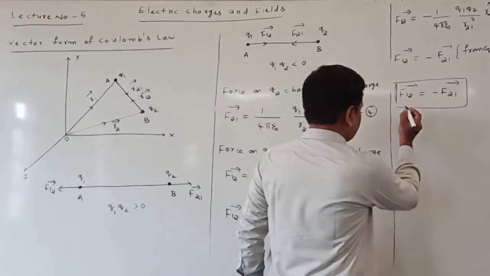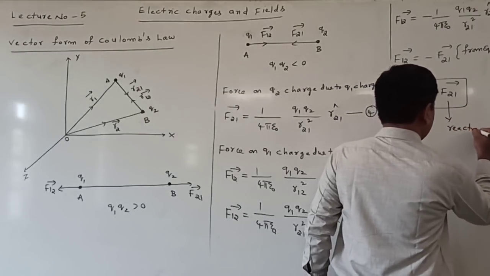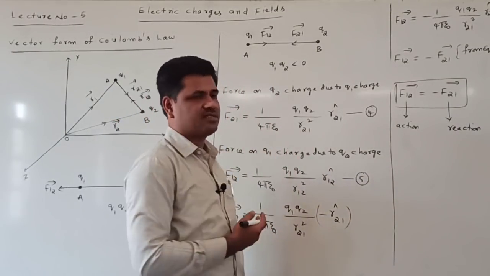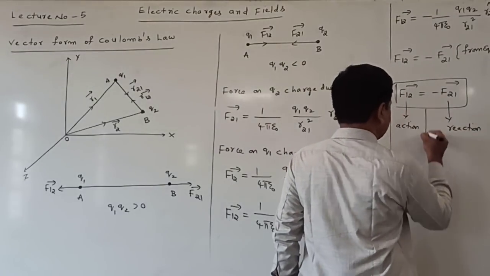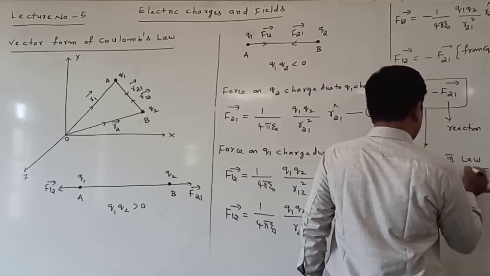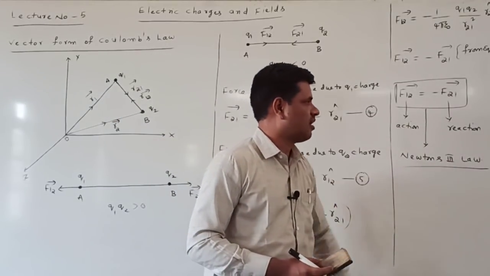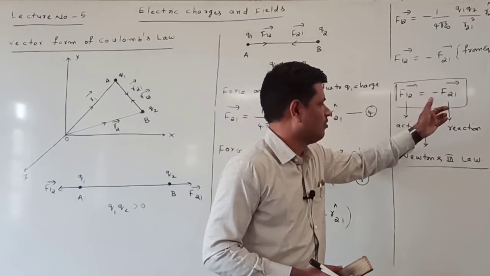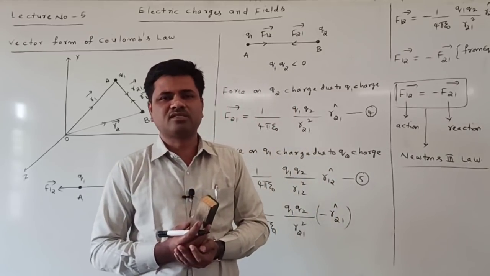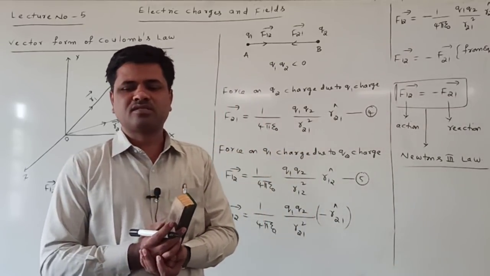This represents action. This represents reaction. Now from this we are writing, the vector form of Coulomb's law represents Newton's third law. This is action, reaction, so this totally represents Newton's third law. Coulomb's law in vector form represents Newton's third law, because this represents action and reaction. Both are of the same magnitude, but in which direction? Opposite direction. That's the reason this represents Newton's third law.